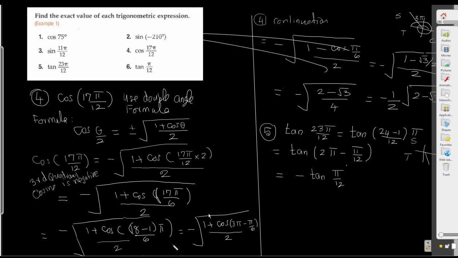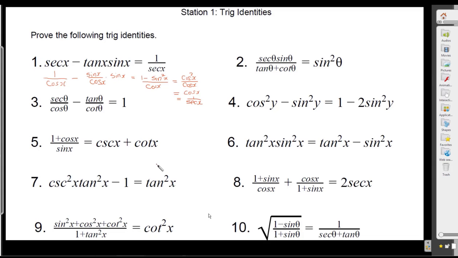Alright, this problem I had done earlier, cosine 75, I showed you one way is difference. Now here you can use the double angle approach, so it's straightforward. One thing you need to be careful, it's a plus or minus, so depending on the quadrant, decide if it's a sine or cosine.